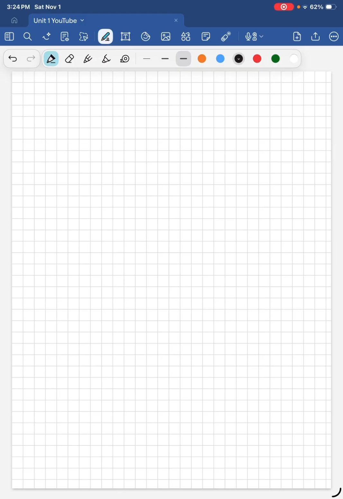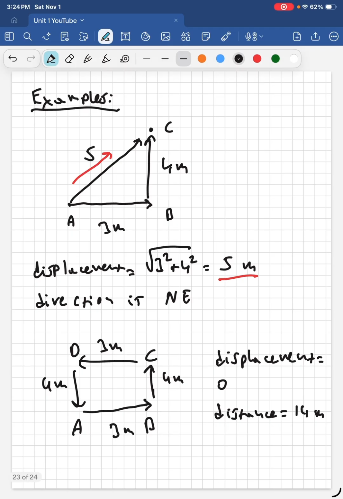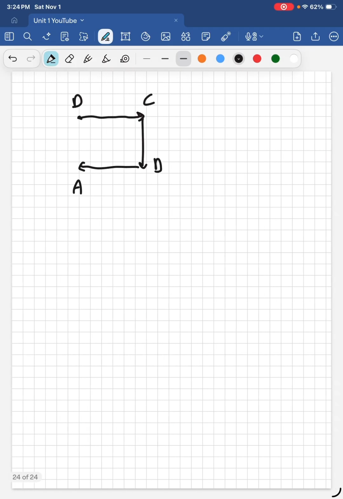So let's say I start at D. Okay, I go back to C, then to B, and then back to A. Okay, so this is the same rectangle as before. So the displacement is now what? Can you guess? I started at D and I ended up at A. So the displacement is just 4 meters, okay? And the direction is the one denoted, okay? So direction is negative y.